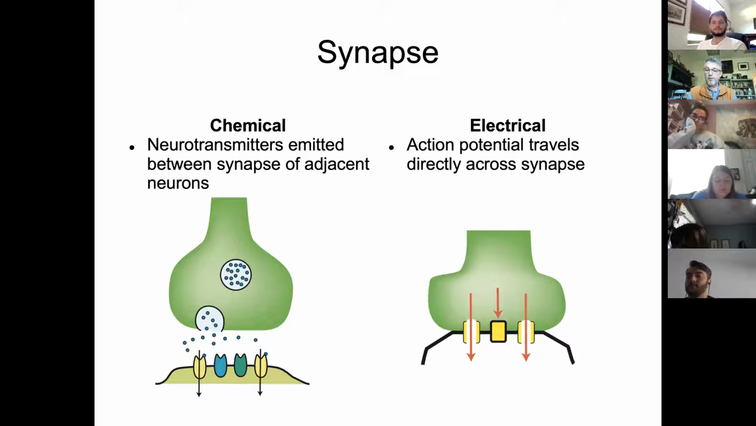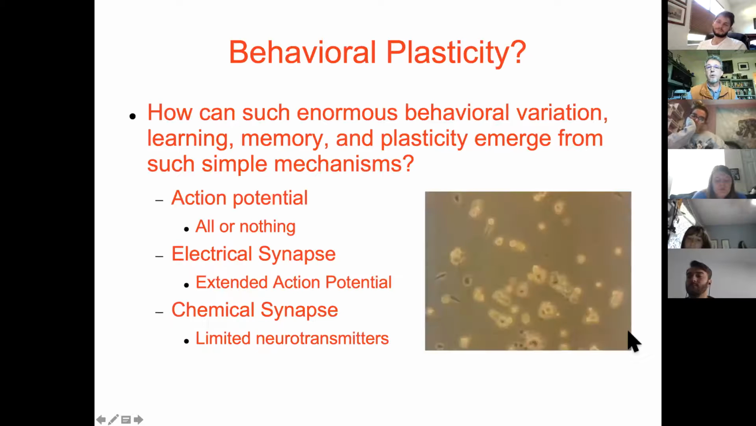So I've given you a lot of stuff. So I want you to challenge yourself with the big question. How can we create so much behavioral variation? Learning, memory, plasticity, with such a freakishly simple mechanism. Neuron, action potential, on and off. Electrical synapse. Just maintain that action potential, lengthen it.